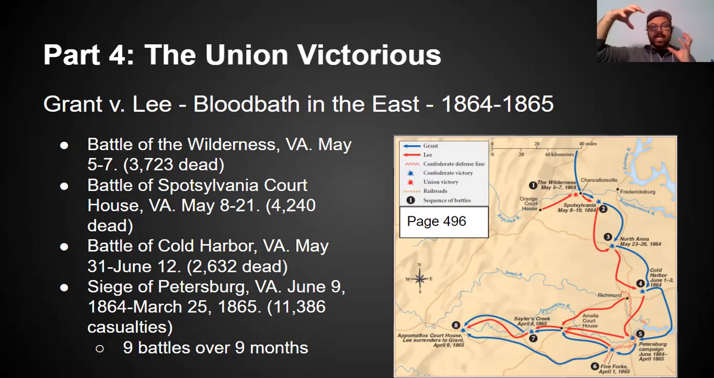So it's this kind of tag teaming situation where if Grant hadn't been coming from the north, Lee may have been able to redirect some troops to the south to defend it against Sherman. But Lee needed everything he had in the north to defend from Grant coming that way, which kind of opened up the back door for Sherman to come in from the south.